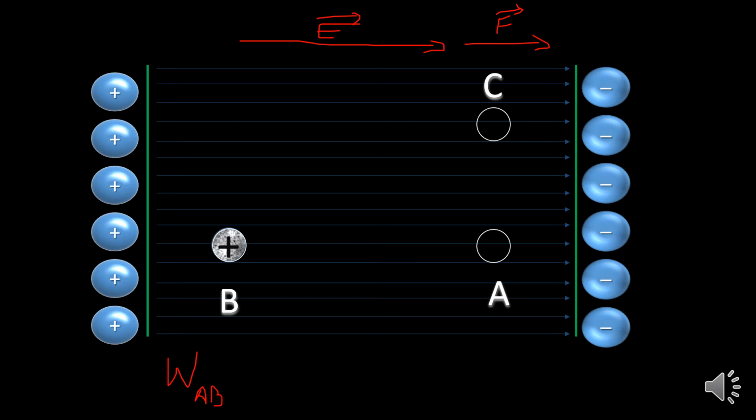So we know that force is from B to A, and the charge is going from A to B. So force and displacement both are opposite, and hence work done to go from A to B has to be negative. Work done by the charge to go from A to B is negative. Actually, charge will never go from A to B by itself.